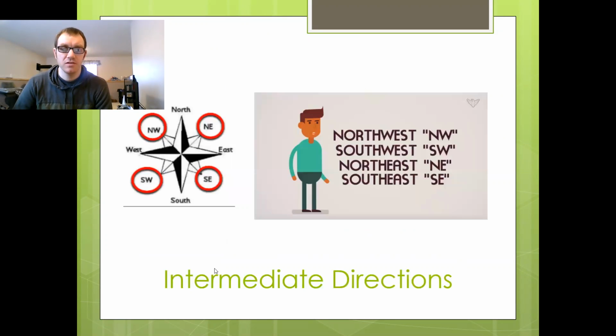Our intermediate directions will be in between those. And so we're looking at northeast, southeast, southwest, northwest. And there's kind of the abbreviations you'll see on a map a lot of times for them.